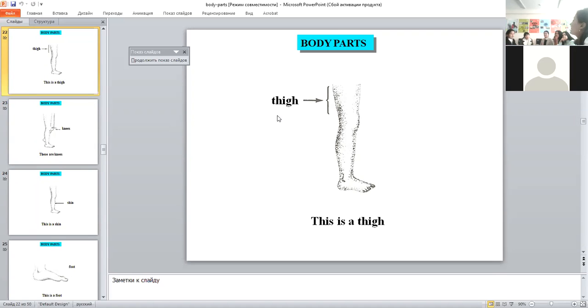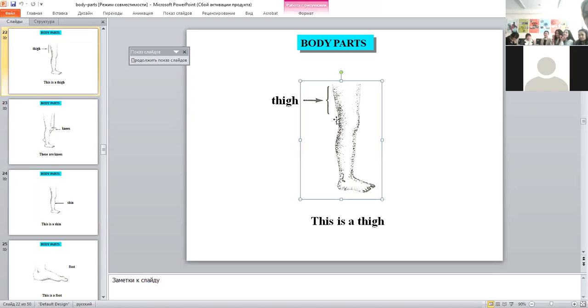Thigh. Excellent. This is a thigh. How do we call this part in the Uzbek language? Song. Good. And the next.